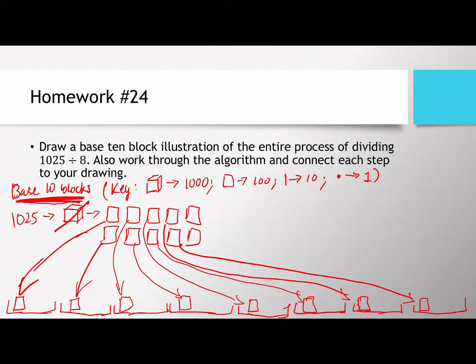I don't have any hundreds in my 1025, so I'm just going to take these two hundreds and divide them up into 10 flats, or 10 rods each. There's 10 there. There's 10 there. And I'm going to add that with the 2 rods from the 1025. Okay.